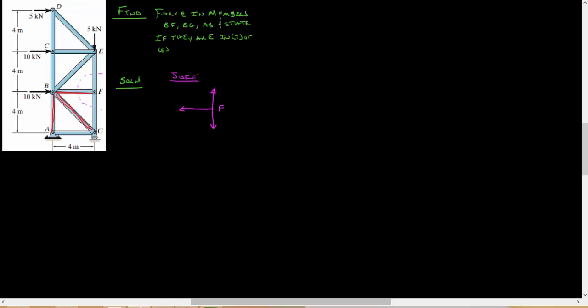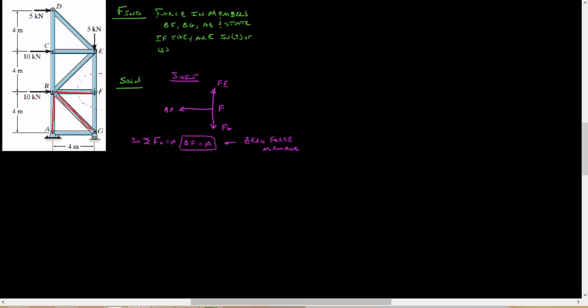Now, let's label these real quick. Let's take a step back. Sum our forces in the x direction. What do we got? Well, we got BF and nothing else. So BF is equal to 0. This is a zero force member.